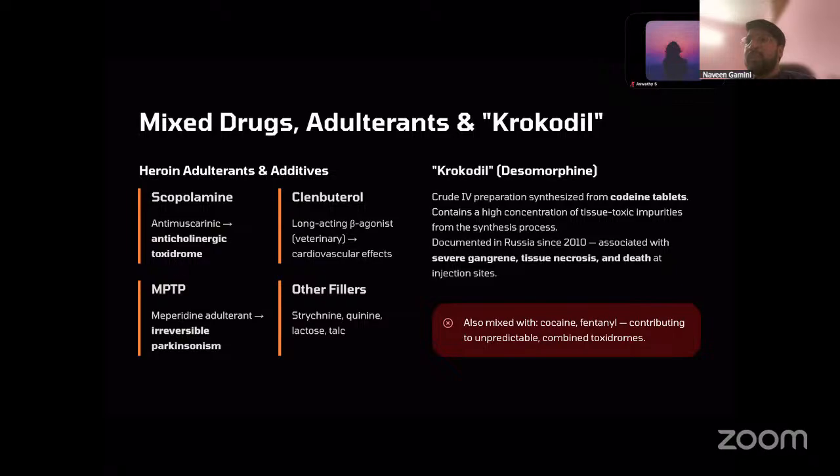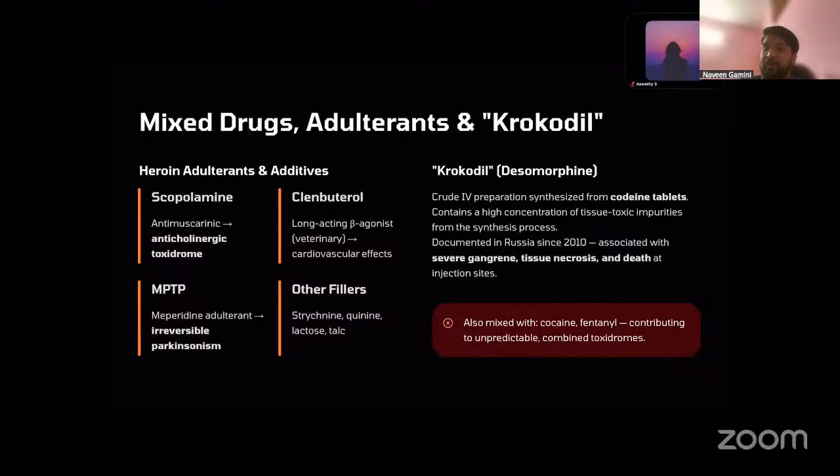Next, let's talk about what is crocodile. It's desomorphine. It's a crude IV preparation which is synthesized from codeine tablets. Here, there will be a high concentration of tissue-toxic impurities from the synthesis process. It is usually documented in Russia, and the major features are severe gangrene, tissue necrosis, and death at the injection site. The word crocodile arises from the Russian word used to describe the skin changes, that is, severe gangrene at the site of the injection.